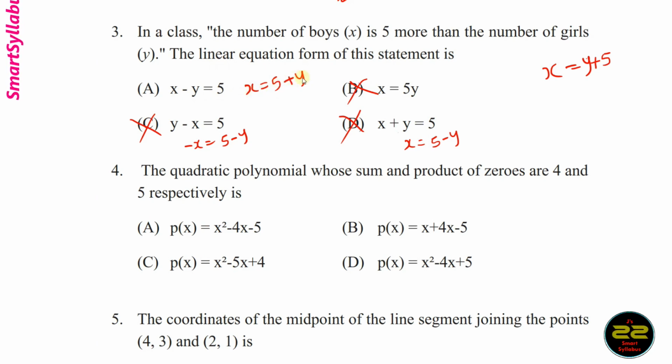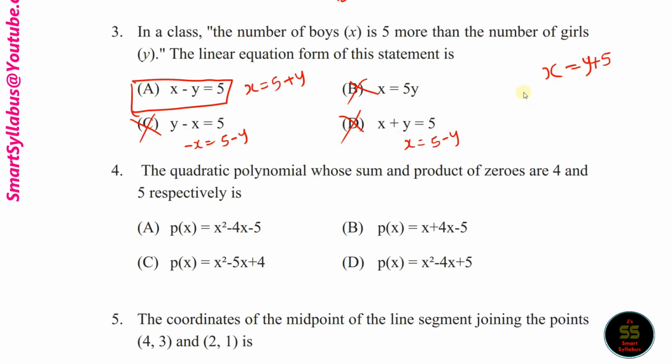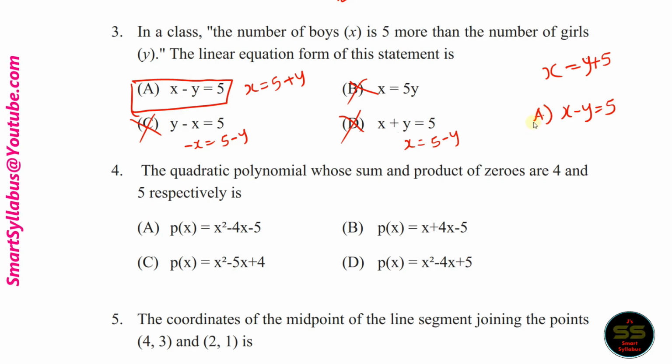See, x is equal to 5 plus y. It means this is the correct answer. See, so easy, without too much analysis you can solve like this. Just explaining for you people, but your idea of linear equations must be very strong during the examination. It means the option x minus y is equal to 5 is the correct answer. Hope it's clear now.